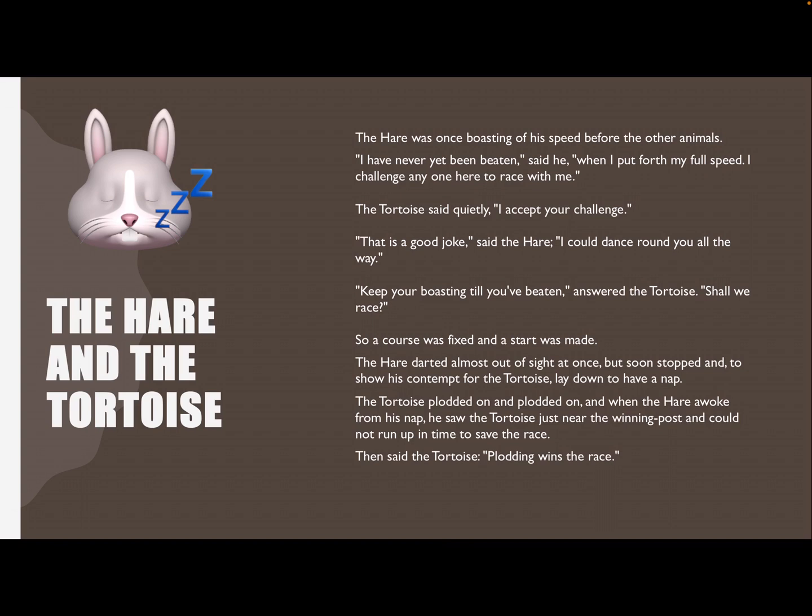"Shall we race?" So a course was fixed and a start was made. The hare darted almost out of sight at once, but soon stopped and, to show his contempt for the tortoise, lay down to have a nap. The tortoise plodded on and plodded on, and when the hare awoke from his nap, he saw the tortoise was just near the winning post and could not run up in time to save the race. Then said the tortoise, "Plodding wins the race."